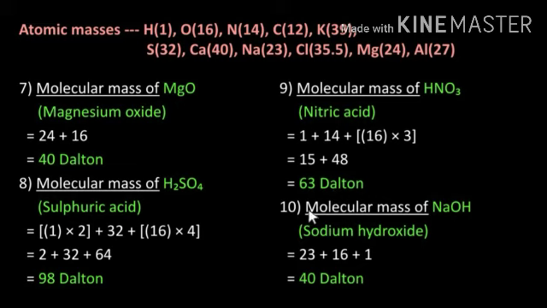Now next is molecular mass of sodium hydroxide. Atomic mass of sodium is equal to 23, atomic mass of oxygen is equal to 16, and atomic mass of hydrogen is equal to 1. By taking the summation of all these values, we will get molecular mass of sodium hydroxide, 40 Dalton.